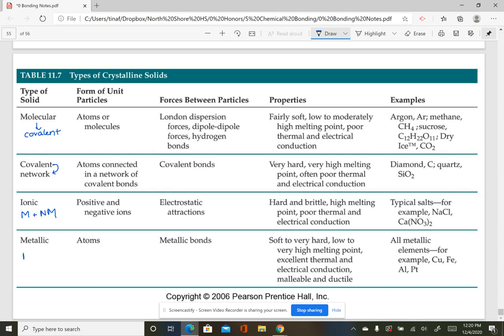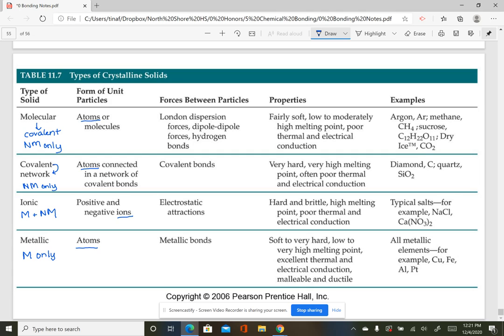We have our metallic, which is metal only. And then here, guys, we can say for both of these, non-metal only. Okay, so guys, if we look at the next column, form of unit particles, like what particles are present. So in everything, we have atoms, except for in ionic. Ionic, because electrons are lost and gained, we have ions.